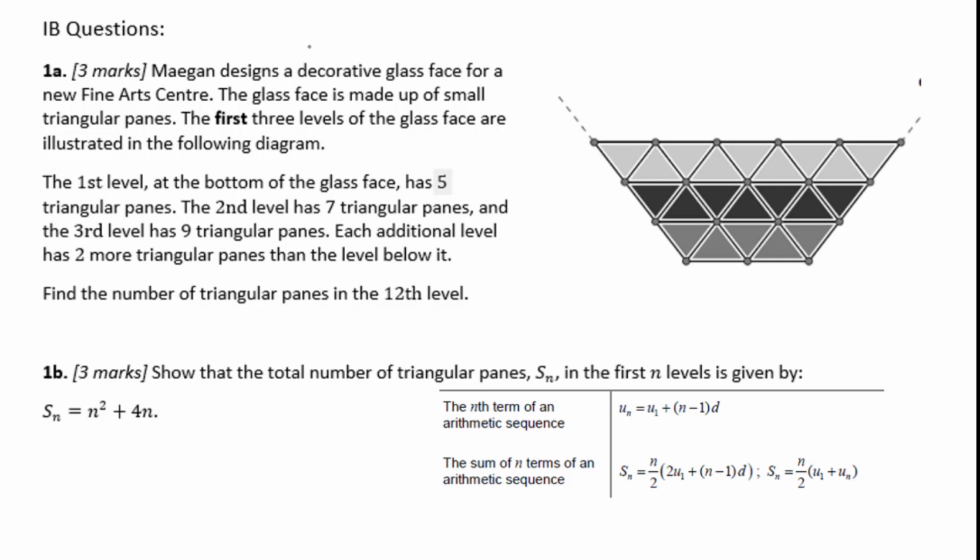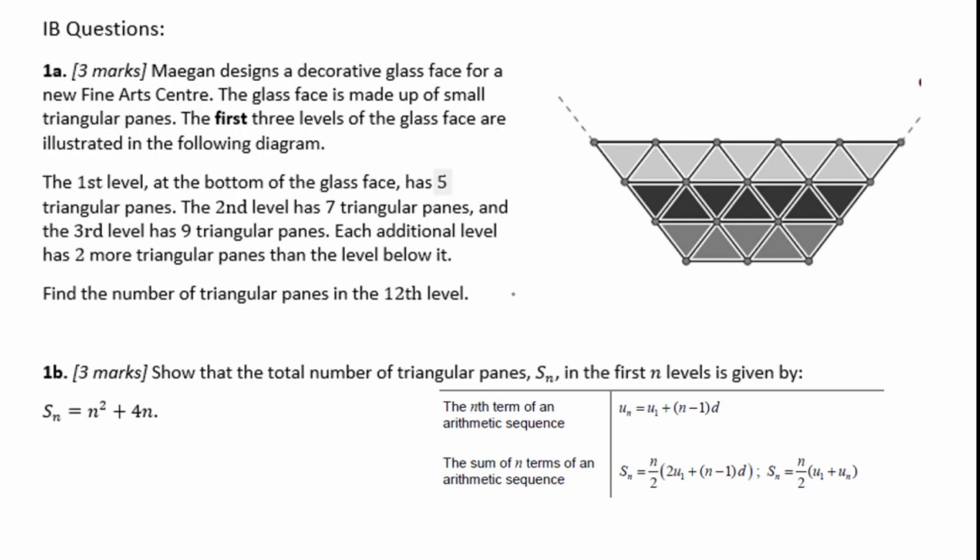The first level at the bottom of the glass vase has 5 triangular panes. The second level has 7 triangular panes, and the third level has 9 triangular panes. Each additional level has 2 more triangular panes than the level below it. Find the number of triangular panes in the 12th level.